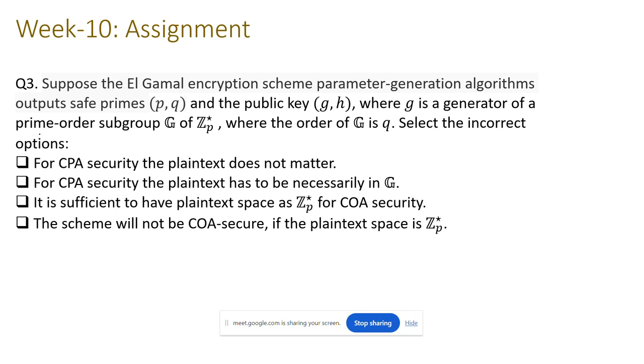Suppose the ElGamal encryption scheme parameter generation algorithm outputs safe primes P and Q and the public key G and H, where G is a generator of a prime ordered subgroup G of ZP star, where the order of G is Q. Select the incorrect options. For CPA security, the plain text does not matter. The second statement says for CPA security, the plain text has to be necessarily in G. So these two statements are contradicting, any one of them will be true.